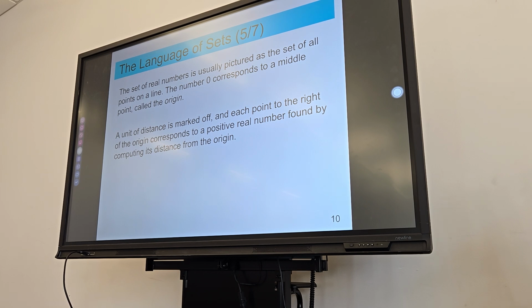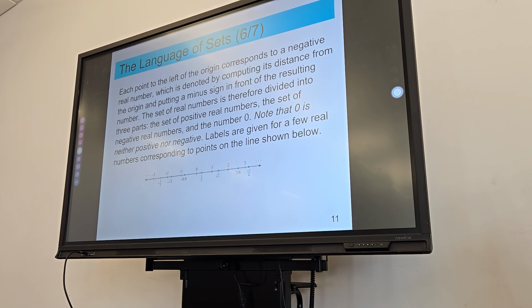So it's just the distance from the origin. To the right it's positive, to the left it's negative. Yeah, we're all familiar with number lines, unless math education has dramatically changed since I was young. But there you go. Real numbers are therefore divided into three parts: positive real numbers, negative real numbers, and the number 0. 0 is neither positive nor negative.